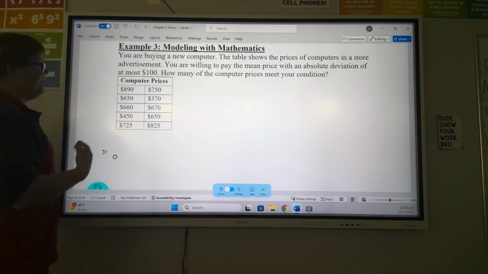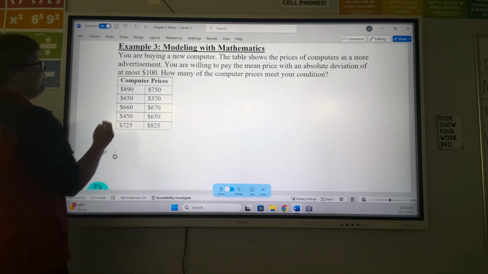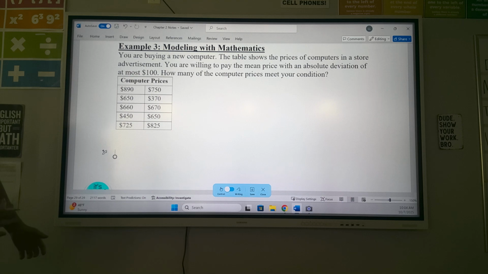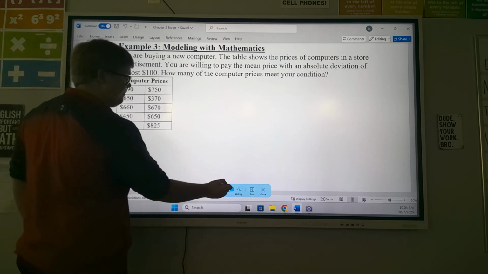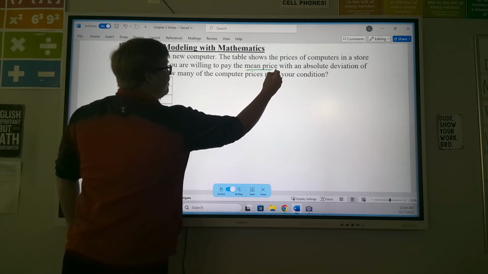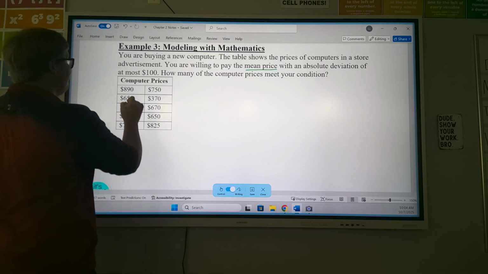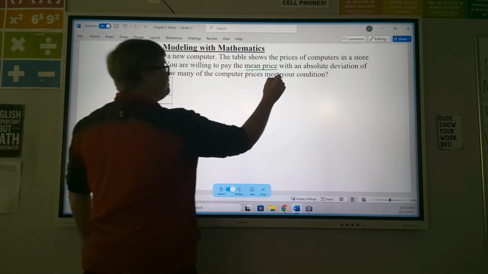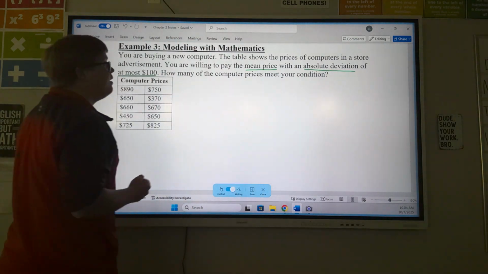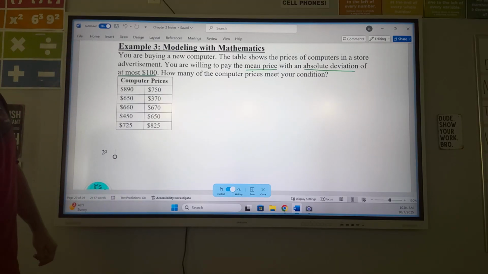So, in this situation, you are buying a new computer. The table shows the prices of computers in a store advertisement. You are willing to pay the mean price with an absolute deviation of at most $100. How many of the computer prices meet your condition?